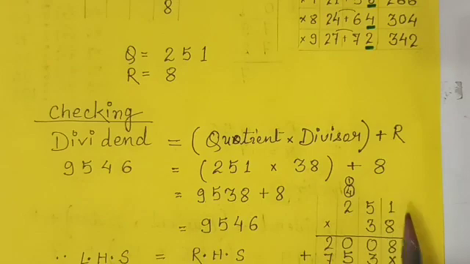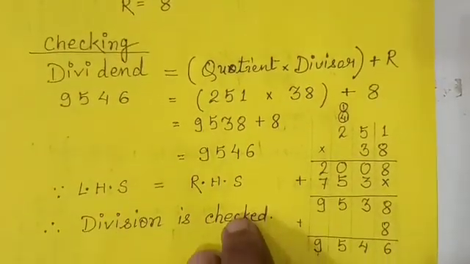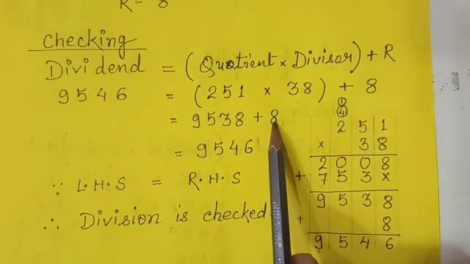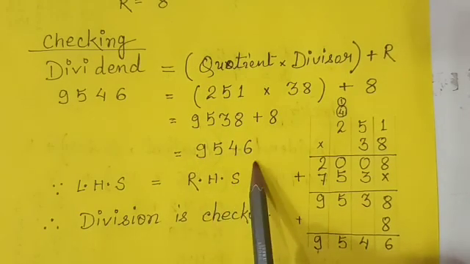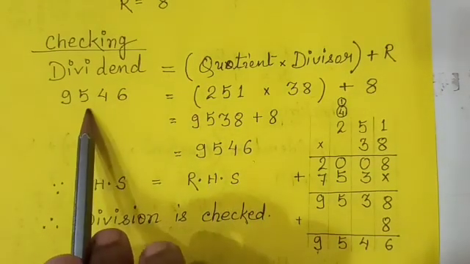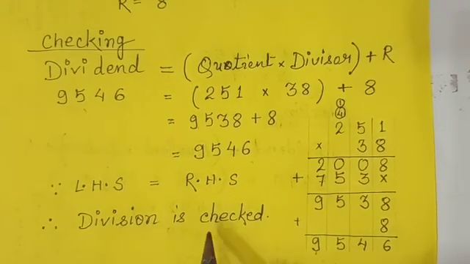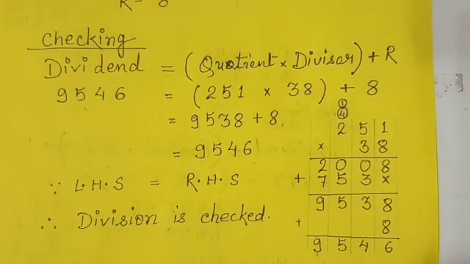You have to show the calculation on the right side clearly. This 9538 will be added with this leftover number 8, and altogether we are getting 9546. That is the left side number, means dividend. Therefore, we can say that the division is correct and it is checked.